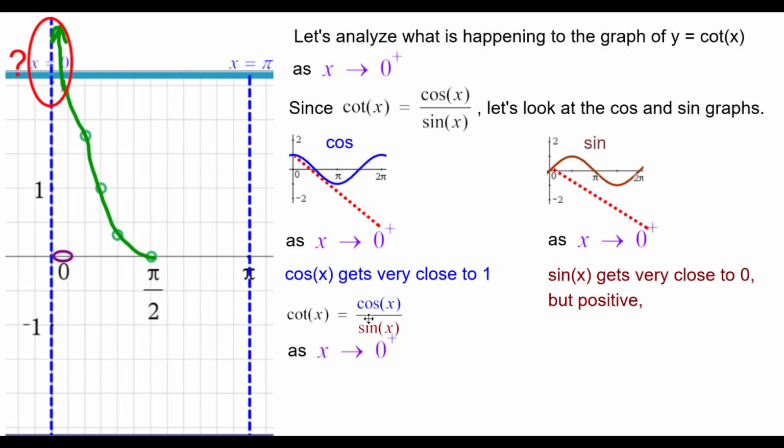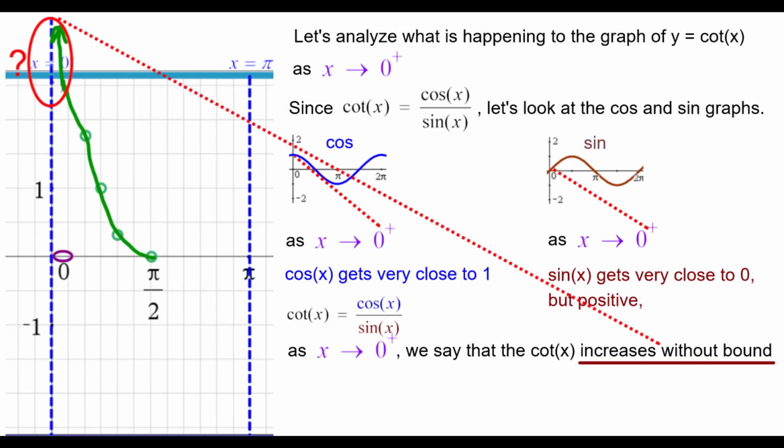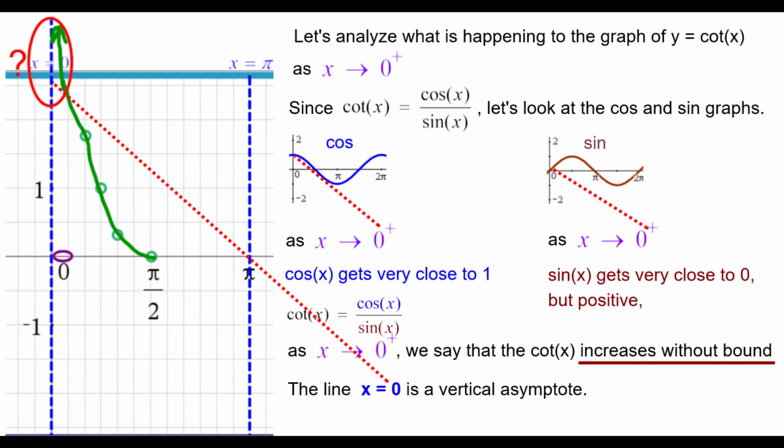So generalizing here, as x approaches 0 from the positive side, the cotangent of x is increasing without bound. That's the phrase we're going to say. Increasing without bound, getting so large, so fast, the closer we get to 0 from the positive side. And the line x equals 0 is a vertical asymptote, or a boundary line.